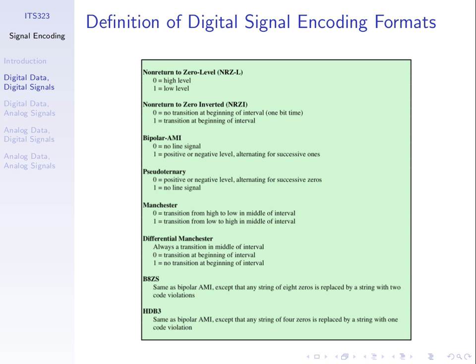Bit zero to be transmitted? 0 volts. Bit zero to be transmitted? 0 volts. Bit one to be transmitted? Down. We transmit at a non-zero value, the opposite to the previous bit one. The previous bit one was positive, so this bit one will be negative. The next bit one, we invert, we go up to positive. Bit zero, zero, zero, zero, bit one. The previous bit one was positive, this one is negative. And the last one will be positive.